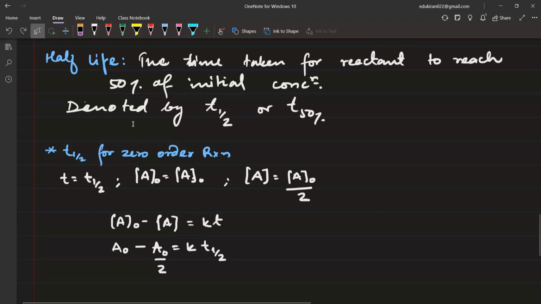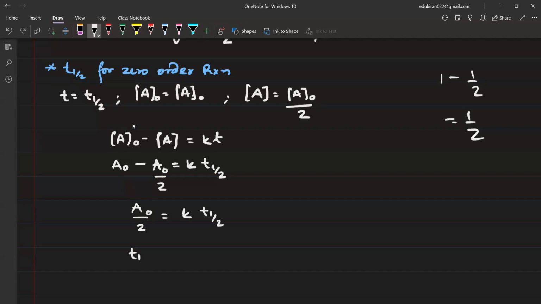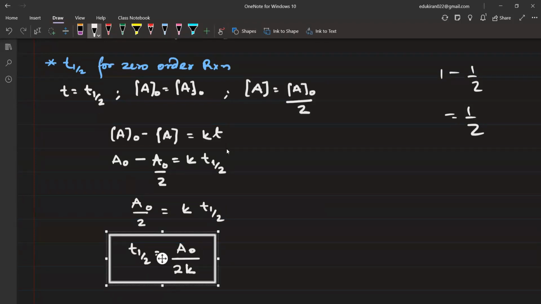Now A naught minus A naught by 2 will be equal to how much? 1 minus 1 by 2 is how much? 1 by 2. So A naught minus A naught by 2 will be A naught by 2. It is equal to K into T half. So T half will be equal to A naught by 2K.